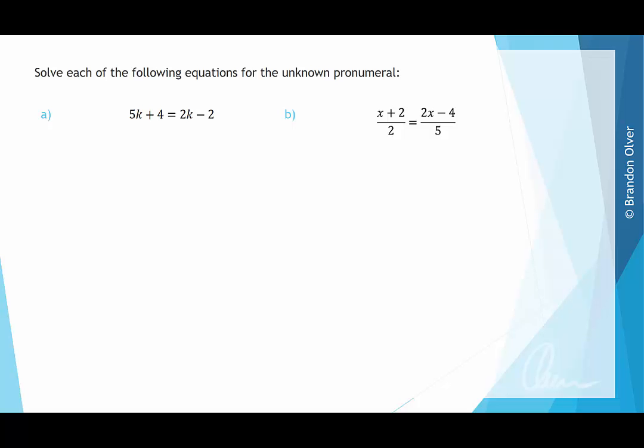Solve each of the following equations for the unknown pronumeral. For part A, we have 5k + 4 = 2k - 2. As you can see, we've got an unknown on both sides of the equation.